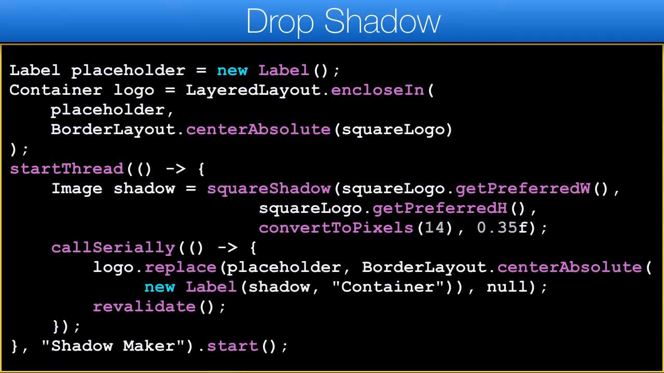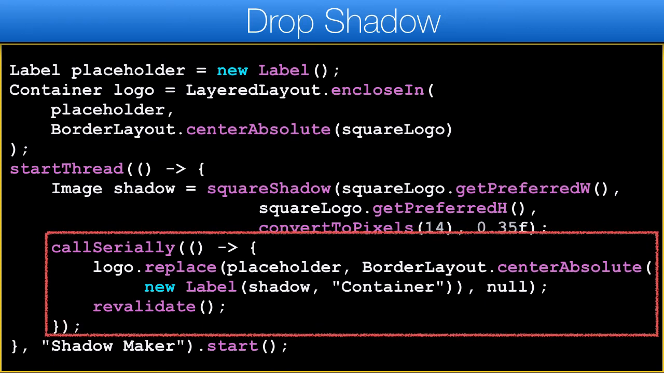The solution is to move that code offline. The UI will appear and the shadow will appear a second later when it's ready. The placeholder is there so we can put the shadow into place when it's ready. When the shadow image is ready, we replace it on the EDT with the new shadow label. The label uses the container UIID, which is always transparent with 0 padding and 0 margin.